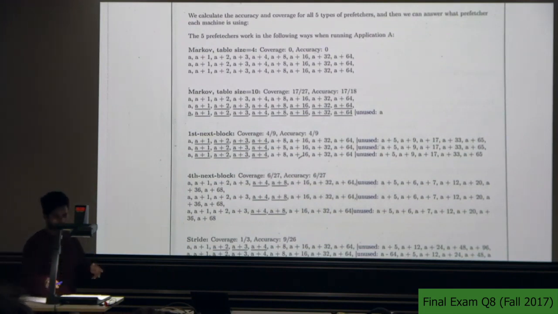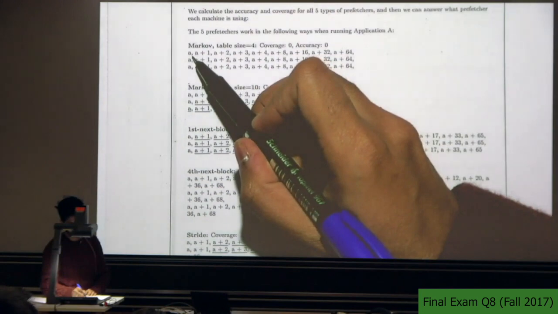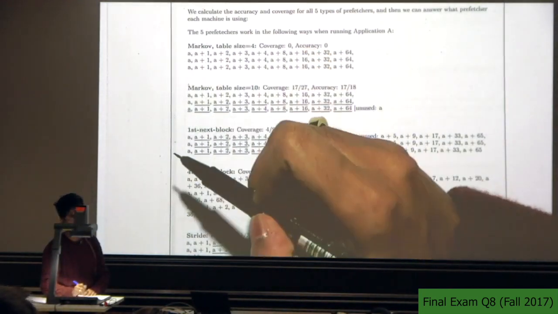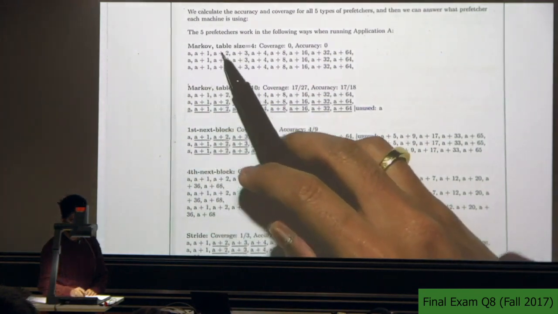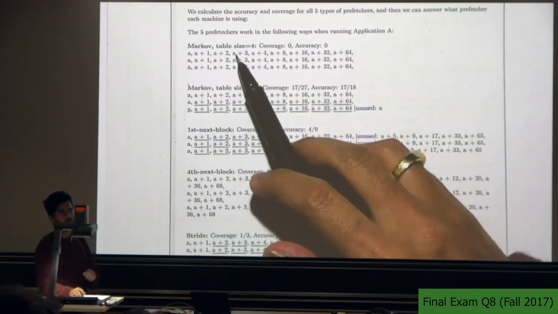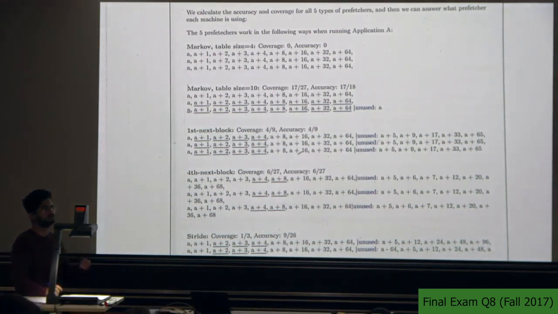So if you recall, what is a Markov prefetcher? A Markov prefetcher basically understands the correlation of the cache block addresses. Whenever you have a cache block address A followed by A plus 1, it learns that correlation. Similarly, it learns A plus 1 is followed by A plus 2, A plus 2 is followed by A plus 3, and so on. So the idea of prefetching in this context is, whenever you see A, it would issue a prefetch for A plus 1 after that. So that's the Markov prefetcher, right?